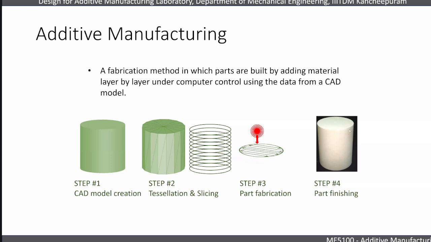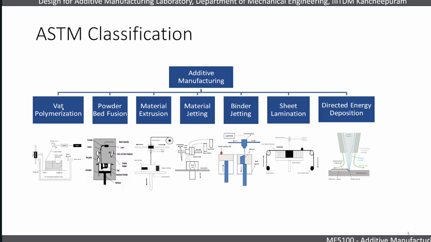So you can start with a powder or a liquid, or you can start with a filament, or you can start with a sheet, right? So depending upon that, there are so many different ways you can process, right? Like if you start with the liquid, you can do vat photopolymerization. If you start with the powder, you can do powder bed fusion, material jetting, and binder jetting. If you start with the filament, you can do material extrusion. And if you start with sheets, you can do sheet lamination.